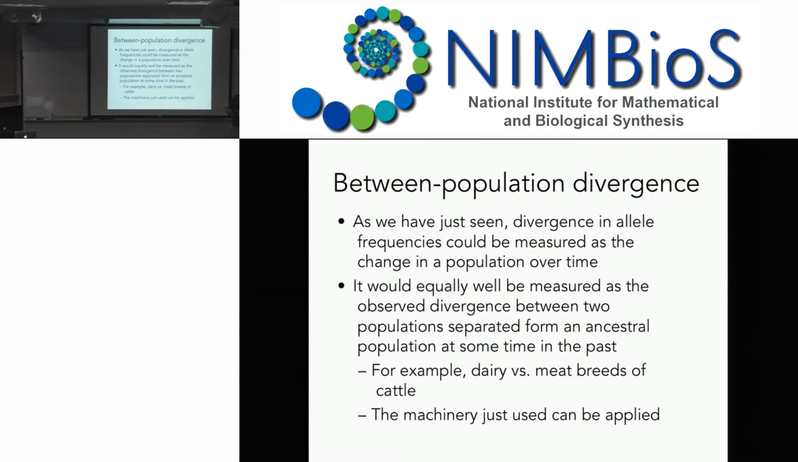So the way the FST tests work is you have a large number of markers. You test all of those. You compute an average FST.